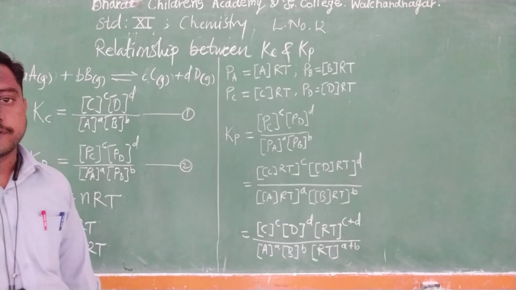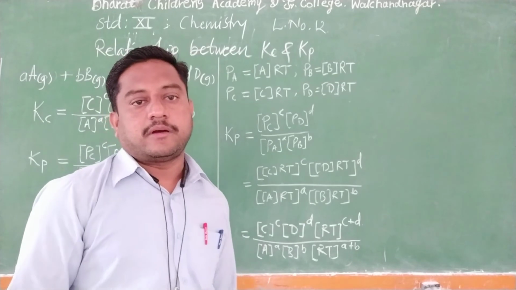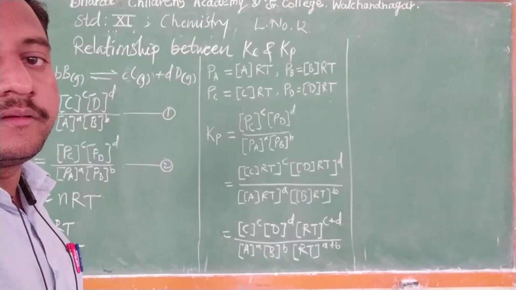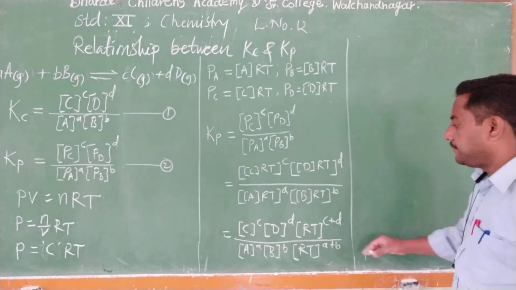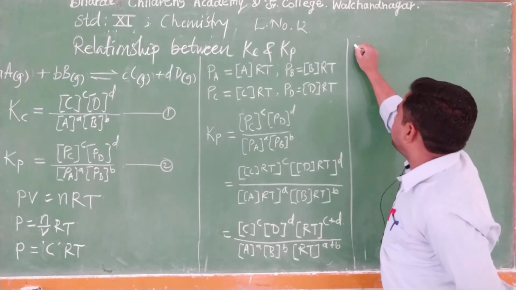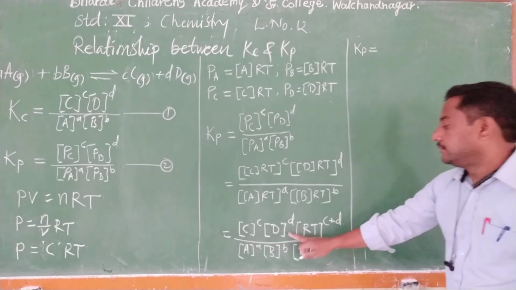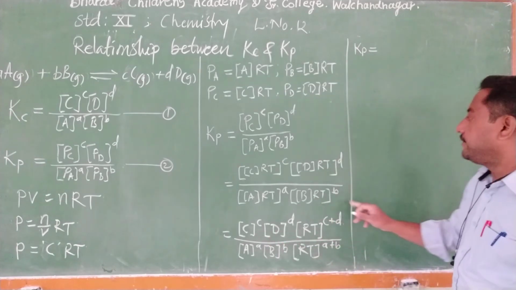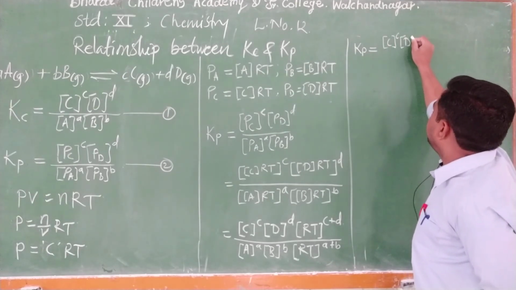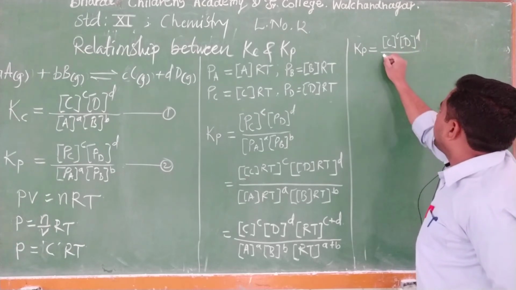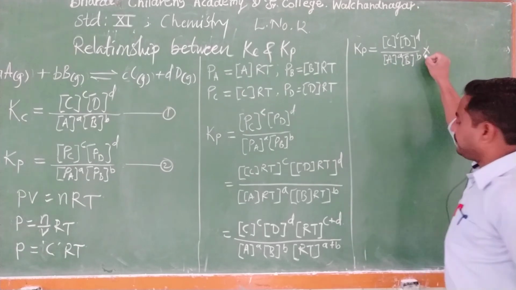Okay, so this is how you get the simplification of the above equation. Now let us go for the further simplification. Now you can see Kp is equals to, you'll get this. You can just split into two, and you'll get C raised to c into D raised to d upon A raised to a into B raised to b into this particular one.